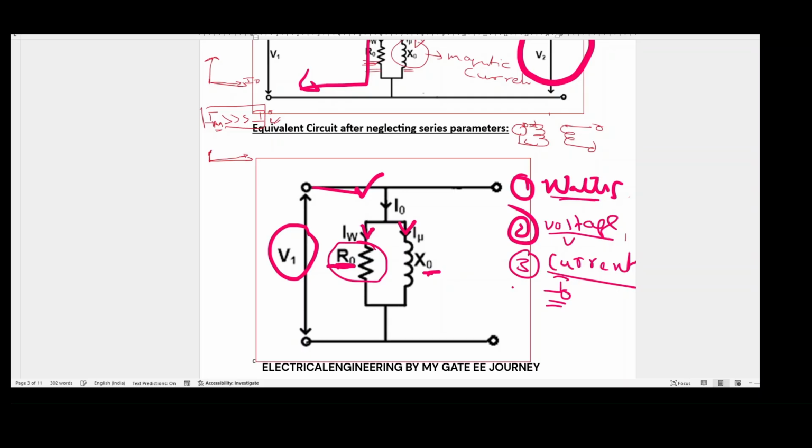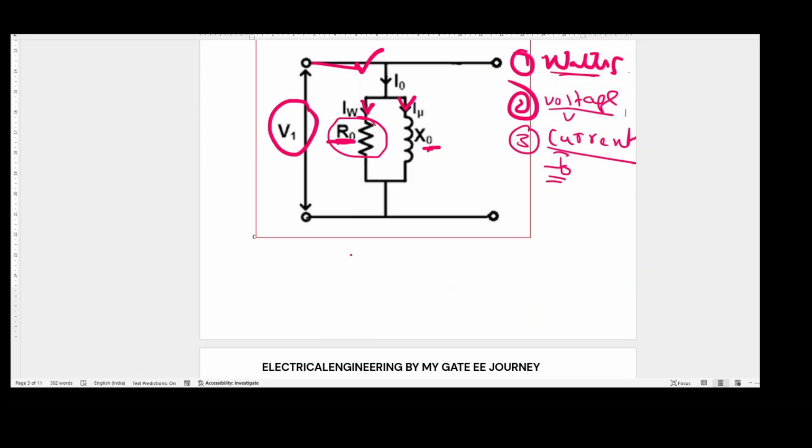How? Our R0 is equal to the wattmeter reading divided by the input current squared. You will get R0. Once you get R0, you can get Z, which is nothing but V by I0. You will get Z.